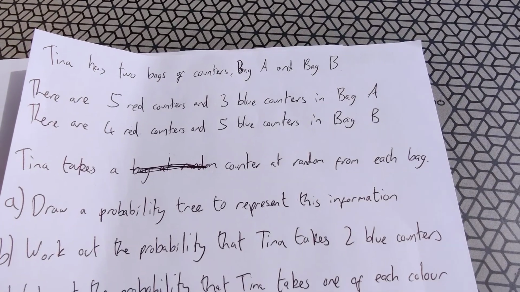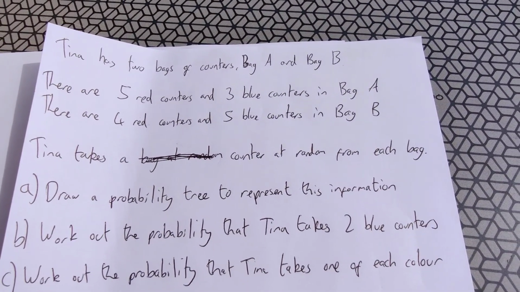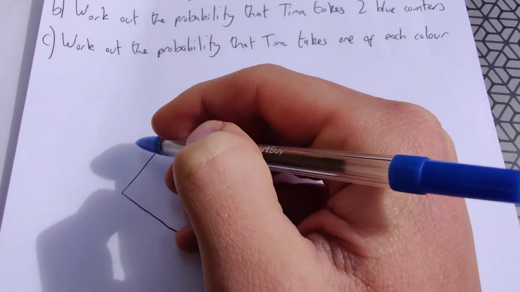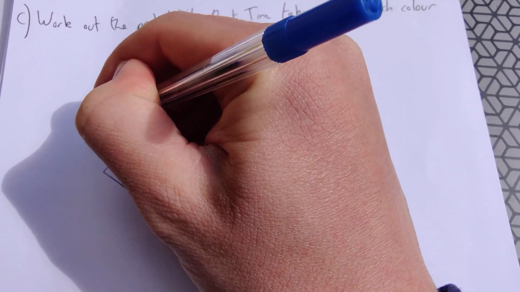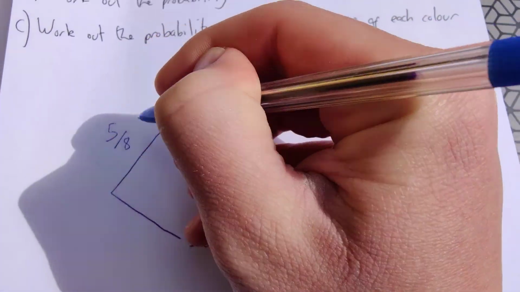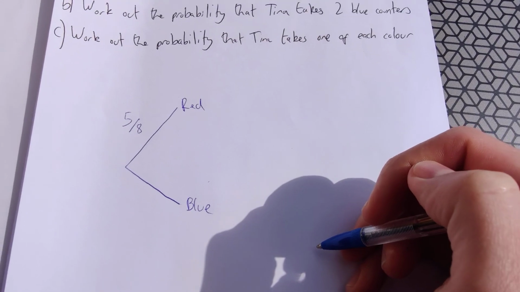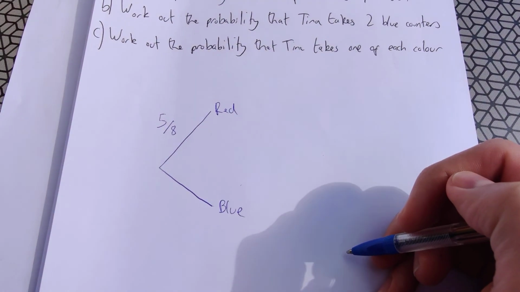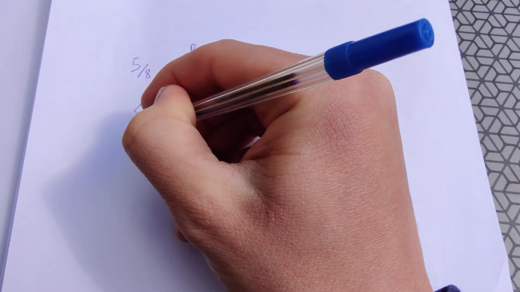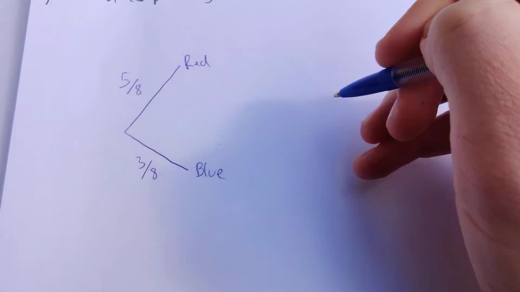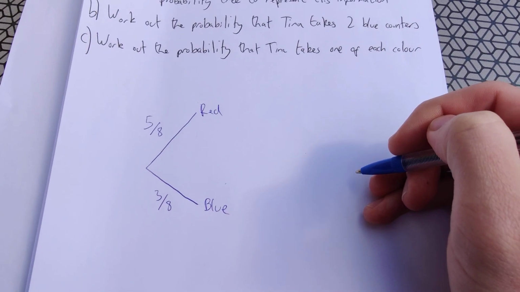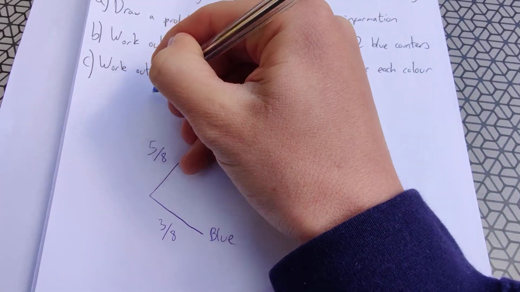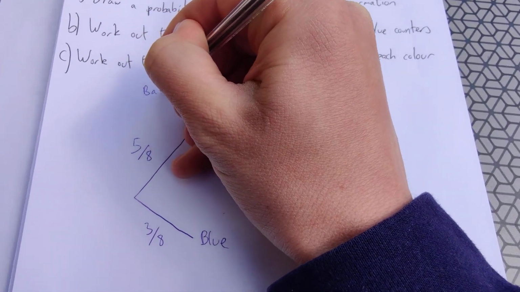Well, here the probability is getting red. There's 5 red and 3 blue, so the probability of her getting a red is 5/8, because there are 5 red out of 8. And therefore, even without looking, I know the probability of blue, because it's the only other option, must be 3/8, because they must add up to a whole. It's certain that she's going to get red or blue. So that is bag A.